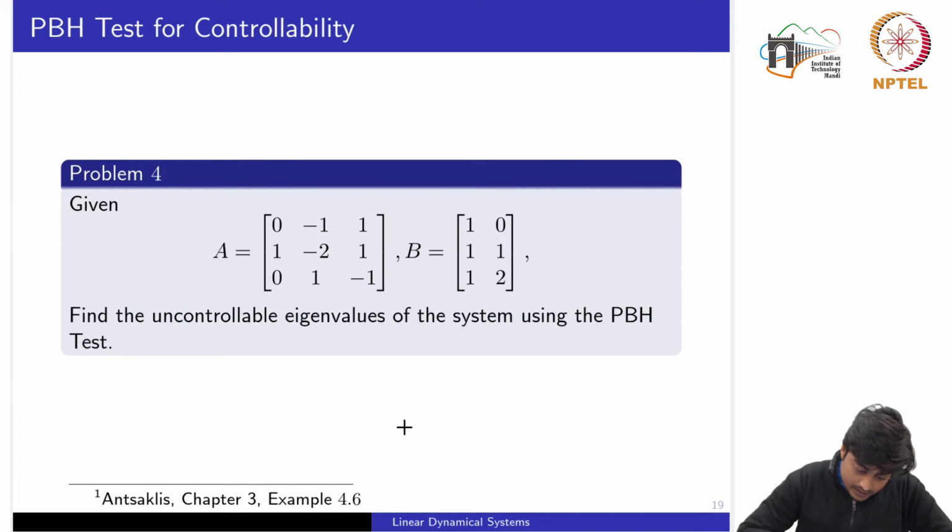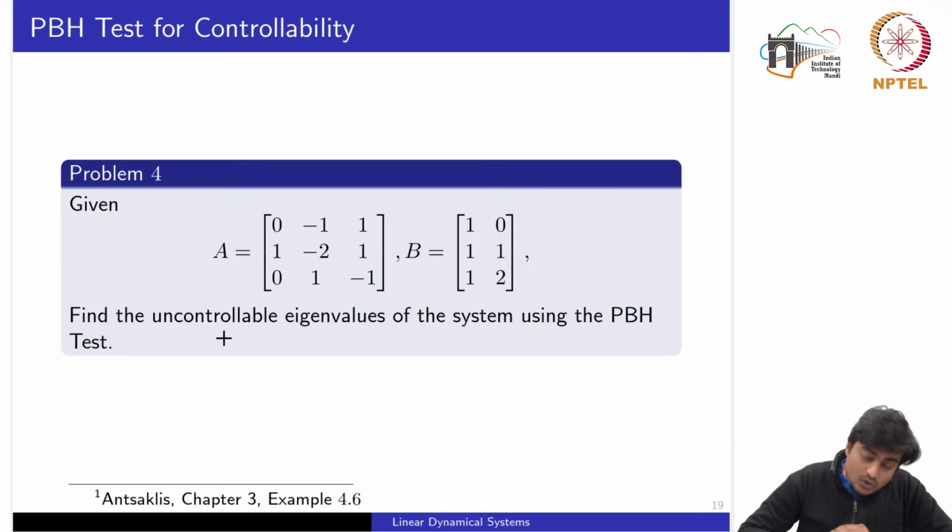Now in this problem, we are given the numerical values of the A, B matrices, and we need to compute the uncontrollable eigenvalues of the system using the PBH test. So we have studied that if the system is controllable, the rank of the controllability matrix would be full rank. In this case, it would be equal to 3. Yeah? Now, if the rank is not equal to 3, we can find for what eigenvalues the matrix, or the pair, is controllability deficient, let's say.